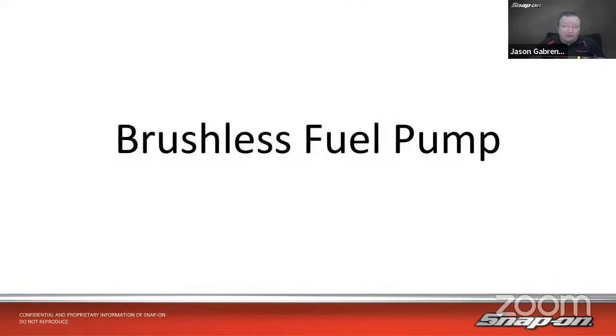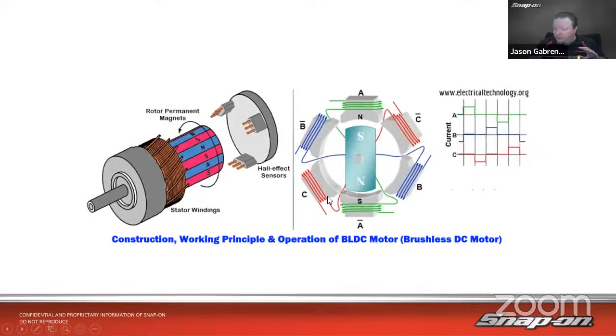All right, now let's get even a little bit more advanced. This is going to be the last example before we go live here. How about a brushless fuel pump? A brushless fuel pump works totally different than a brushed fuel pump.